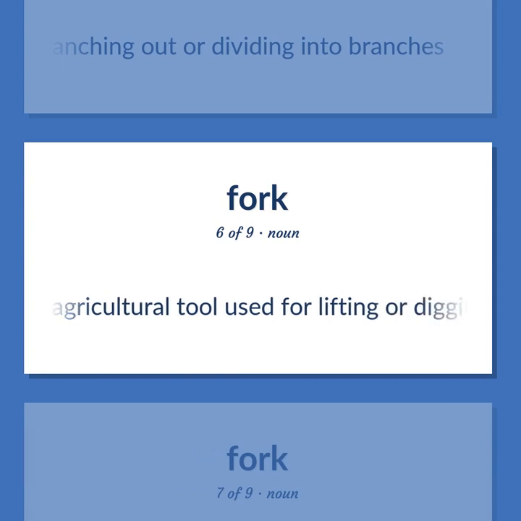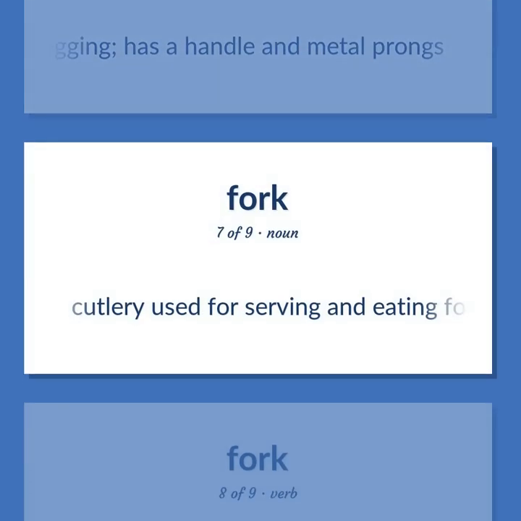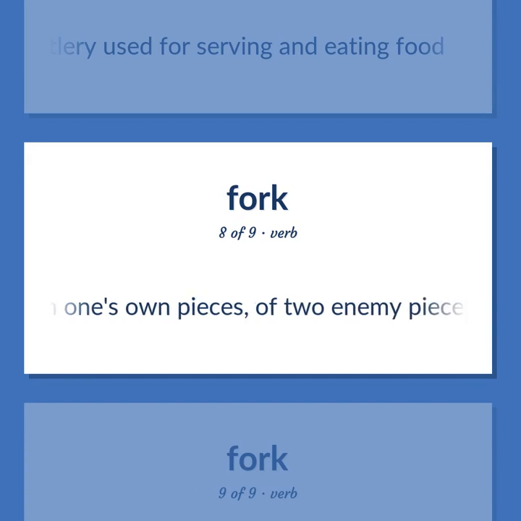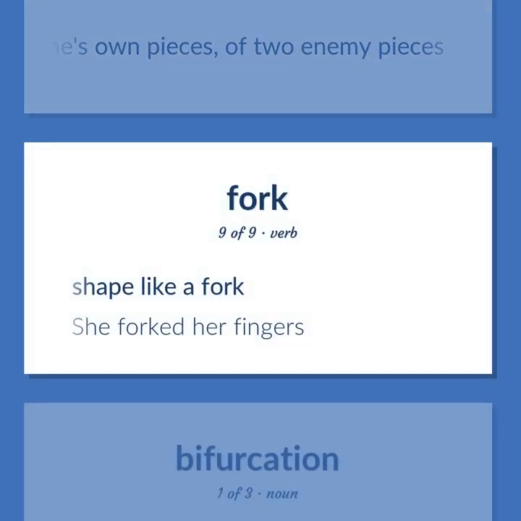The angle formed by the inner sides of the legs where they join the human trunk. The act of branching out or dividing into branches. An agricultural tool used for lifting or digging, has a handle and metal prongs. Cutlery used for serving and eating food. Place under attack with one's own pieces, of two enemy pieces. Shape like a fork. She forked her fingers.